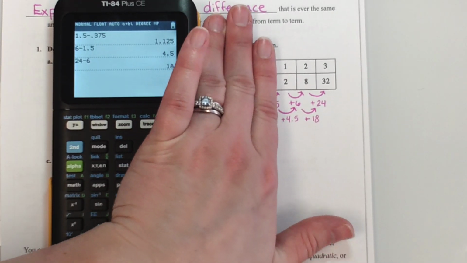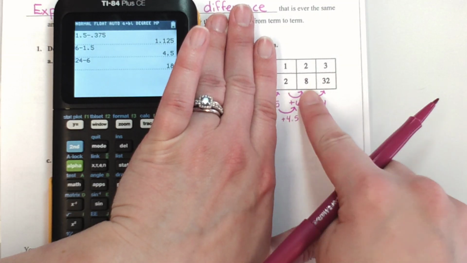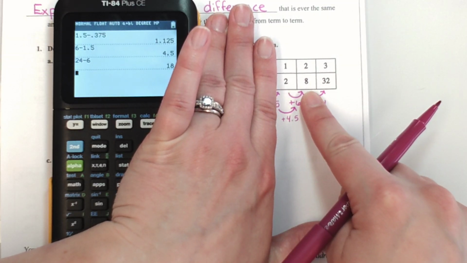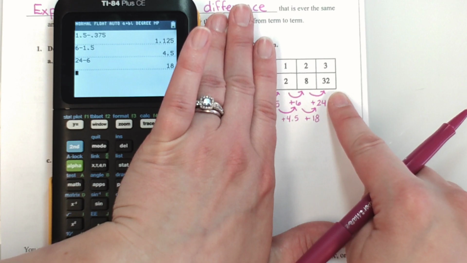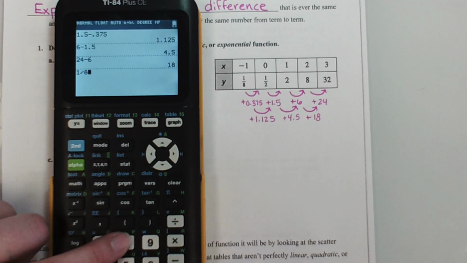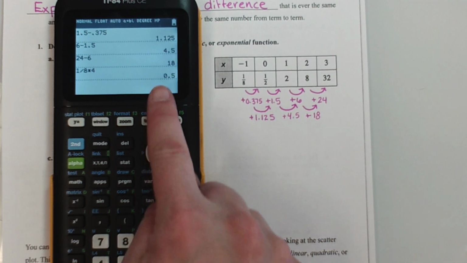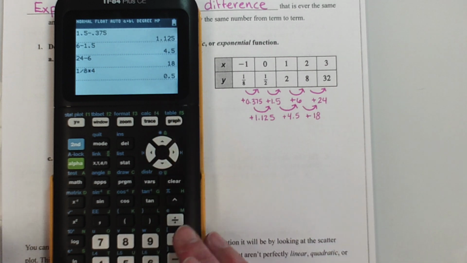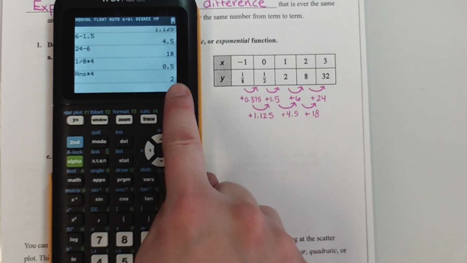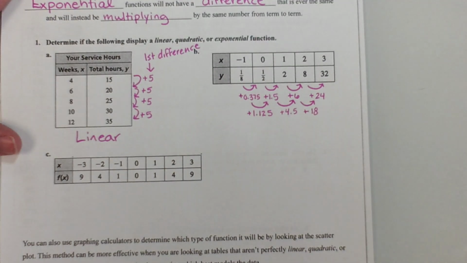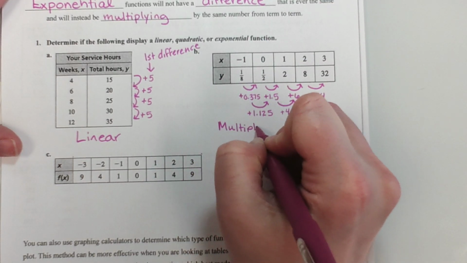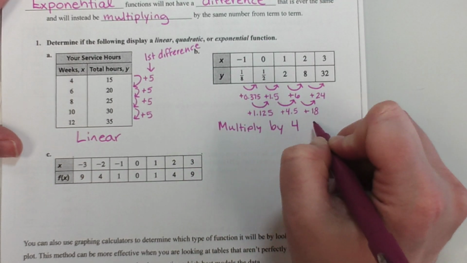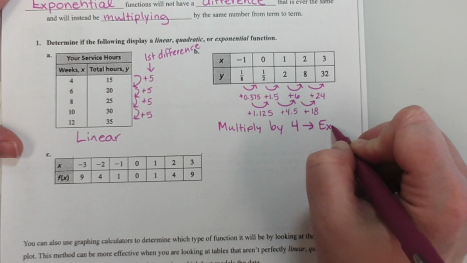If the fractions mess with you, don't look at them first. How do you get from 2 to 8 by multiplying? Times 4. Is 8 times 4 32? Okay, then go to your calculator. 1/8 times 4, is that 1/2? If I multiply by 4, am I getting 2? So, that's exponential.